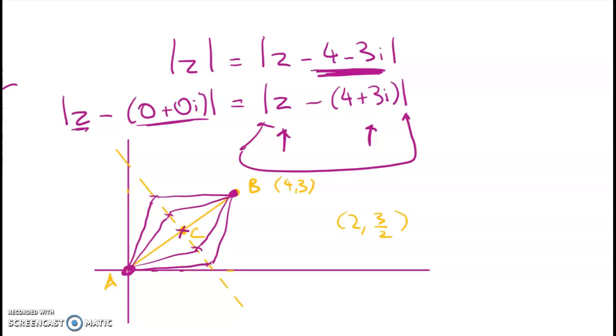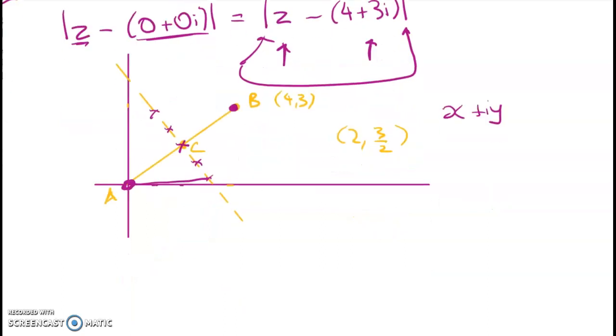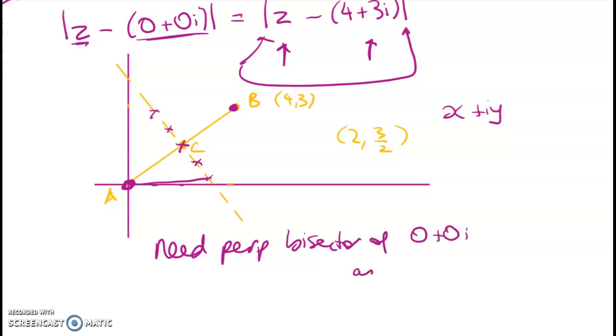Now, if you were doing this for NCEA level 3, I'd be wanting you to start by substituting in x plus iy. But in the A-level exam, it's fine to recognize that it's going to be a perpendicular bisector by the structure of the question. And we can say that we're looking for the perpendicular bisector of 0 plus 0i and 4 plus 3i.